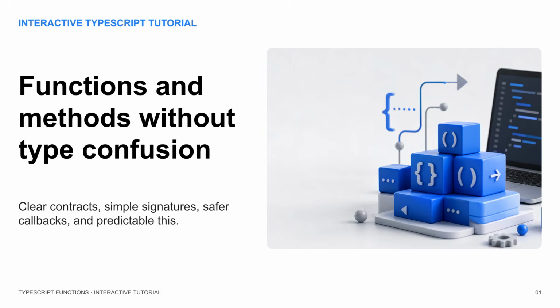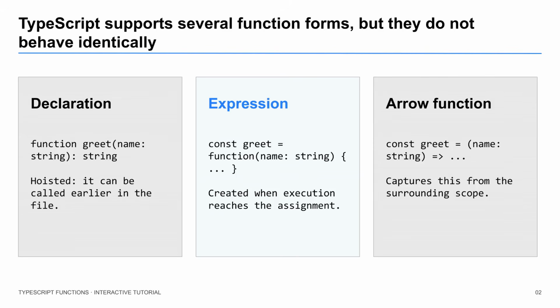Most TypeScript function bugs are not complicated. They come from one unclear contract, the wrong callback shape, a missing default, a lost this value, or overloads nobody can reason about. In the next 8 minutes, you will learn a simple decision system for all 4 and test it twice with real code.